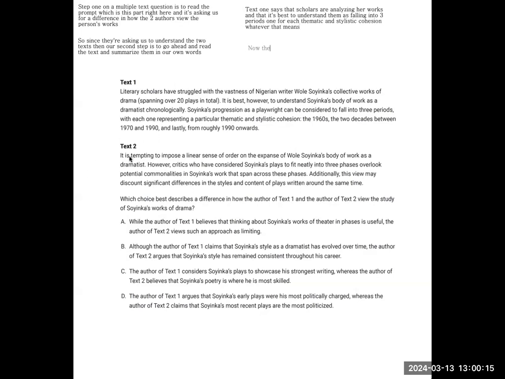Now, looking at text two, the message here is that while it's tempting to see the works as progressing linearly, in other words, in those neat stages that text one talked about, that's overlooking commonalities in the works that separate those three periods, and also overlooking differences within each period. So, in other words, it's much more complicated than what text one said.